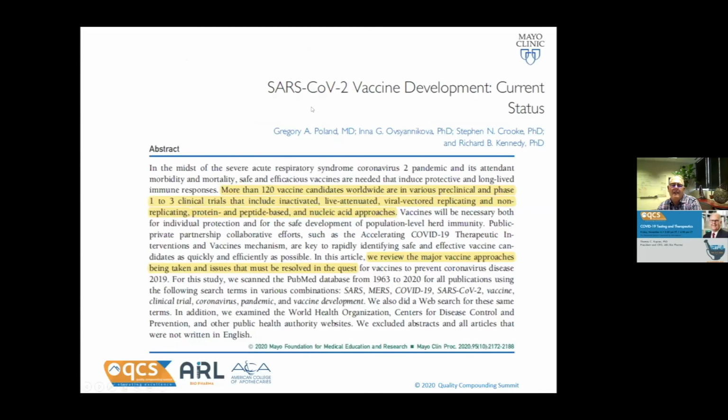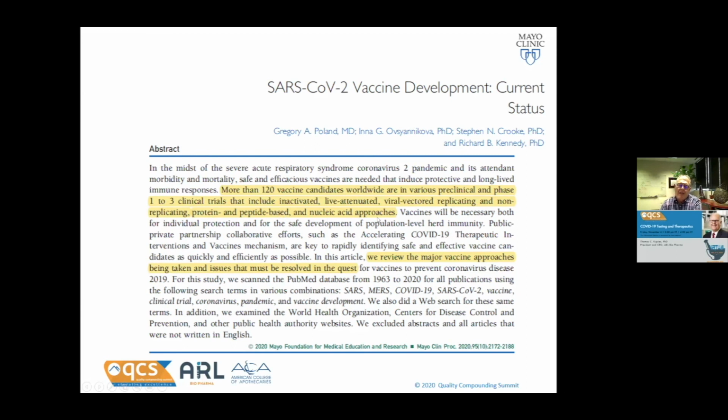This was a good slide. I like this particular publication. This was at Mayo Clinic, Poland, and this was talking about the number of the vaccine candidates. But what I liked about it was that it gives you the various types of vaccines. It said more than 120 vaccine candidates are in various preclinical and phase 1 to 2 and 3 trials that included inactivated, live attenuated, viral vectored, replicating, and non-replicating protein and peptide-based and nucleic acid approaches.